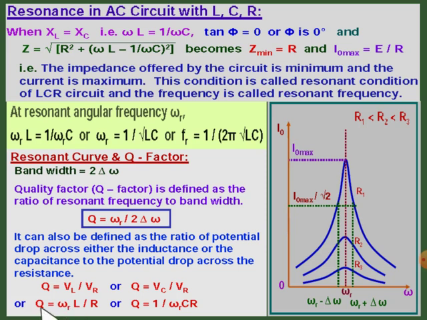Then you can write the Q factor as omega R L by R, or in terms of capacitance, it will be equal to 1 by omega R C R. Both of these will have the same value, even though one is in terms of inductance and the other in terms of capacitance. That is why we define it in terms of either the voltage drop across L to that across R, or the voltage drop across the capacitor to that across R.